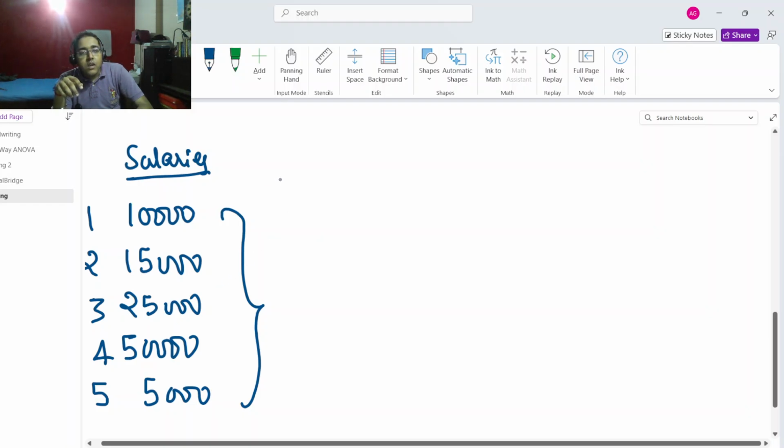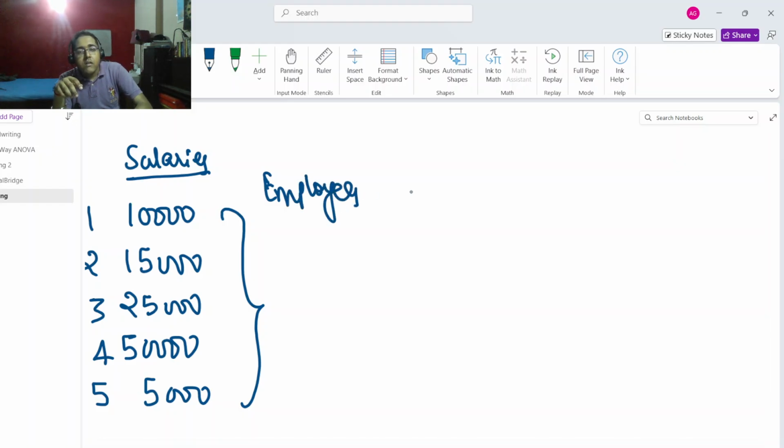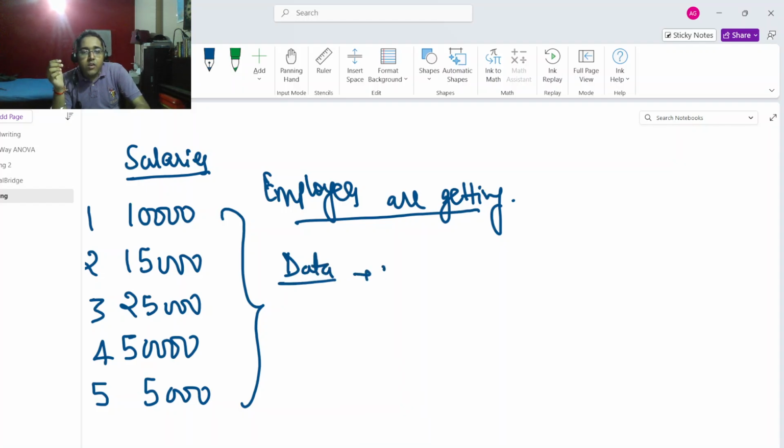This is basically what the employees are getting. This is a simple salary. We don't know anything about how many days they are working, or what role they have. Are they managers? Are they workers? Or are they anything else? We just have raw facts. Employees 1, 2, 3, 4, and 5 have this much salary. So this is what data is: a raw collection of facts.